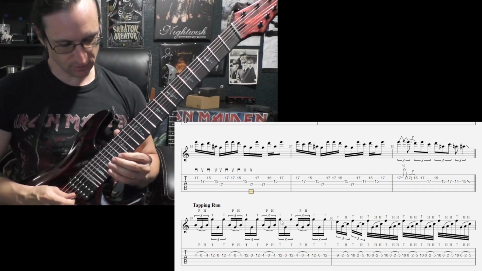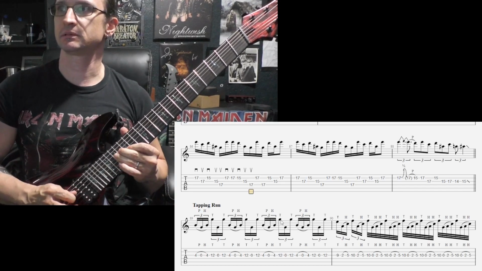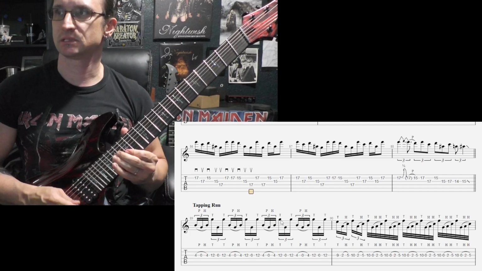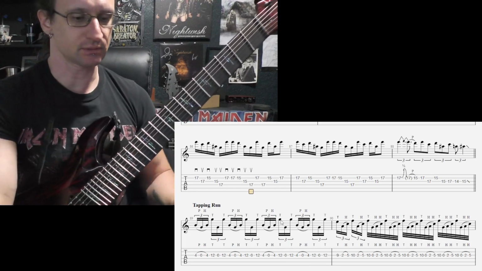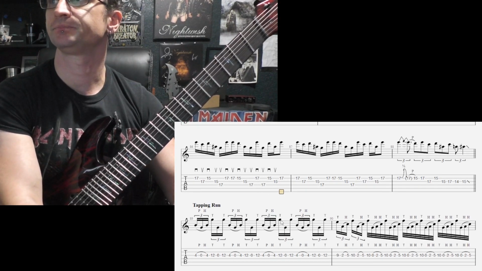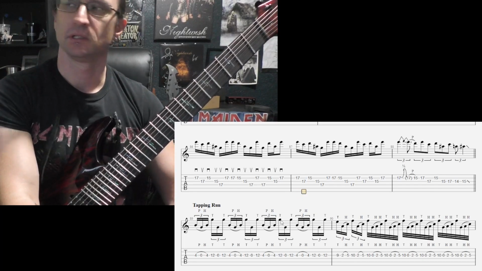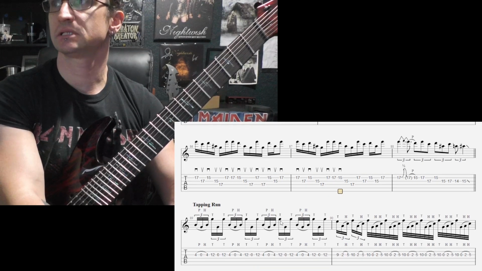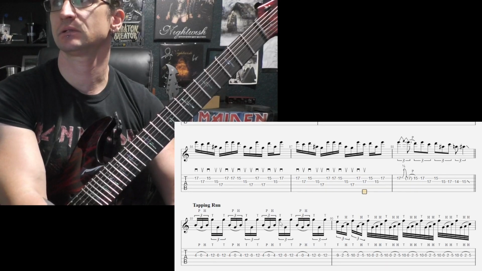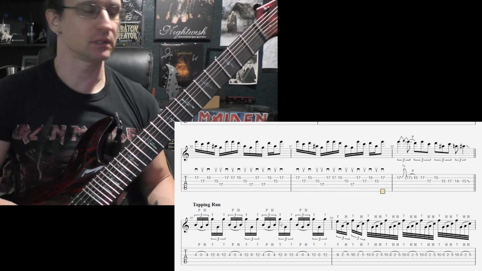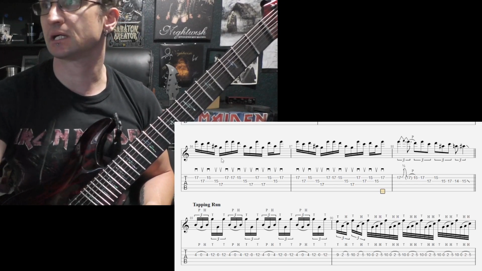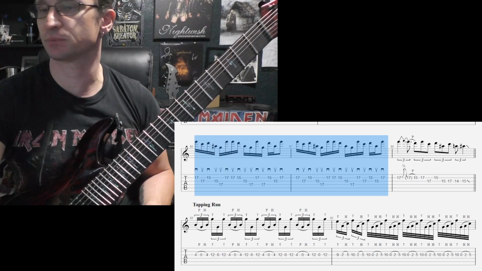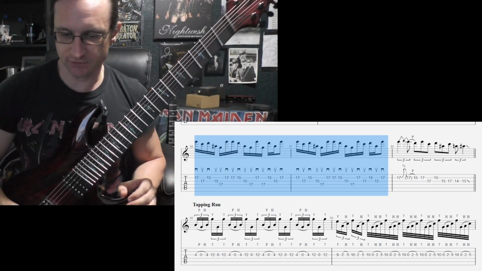Let me go through that again. So down, up, down, up, up, down, up, down, up, up, down, up, down, up, down. So there we're just doing alternate picking. And then same idea here. Down, up, down, up, up, down, up, down, up, up, down, up, down, up, down. All right. So picking it that way, first try through it, feels natural, feels pretty efficient.